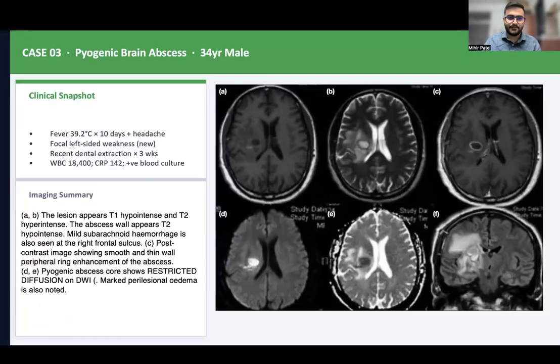Irregular peripheral ring enhancement with a focally thickened wall was suggestive of a malignant lesion. Third, pyogenic brain abscess. A 34-year-old male patient presented with fever and focal left side weakness, and the patient had a recent dental extraction. The WBC and CRP counts were raised.